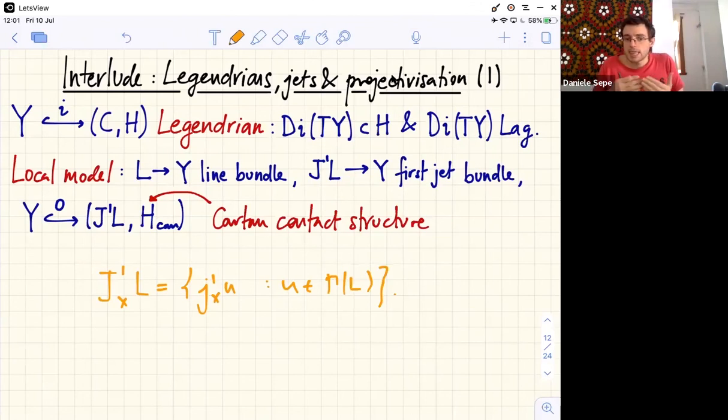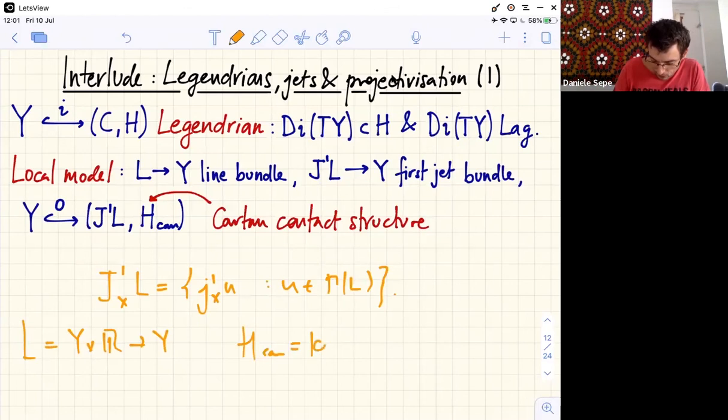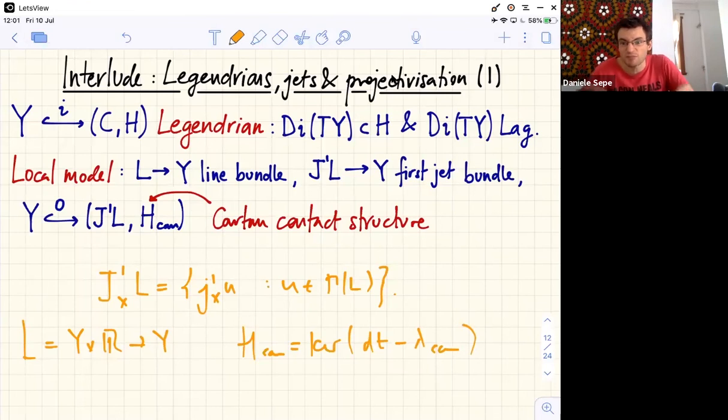Now, such first jet bundles come equipped naturally with a contact structure, which I'm not going to define for you in general, but in the case of L trivial, I will tell you that H can is the kernel of dt minus the canonical Liouville form on the cotangent bundle. Okay, I told you I like coordinates, right? So I'm giving you coordinates. In general, there is a very canonical definition of the canonical 1-form. For the cotangent bundle, there is a canonical definition for this 1-form or for this contact structure, if you wish.